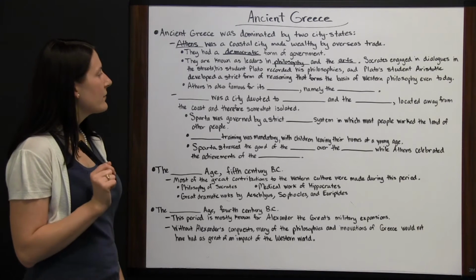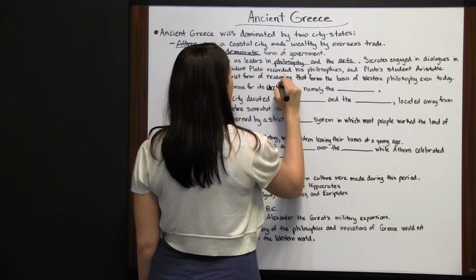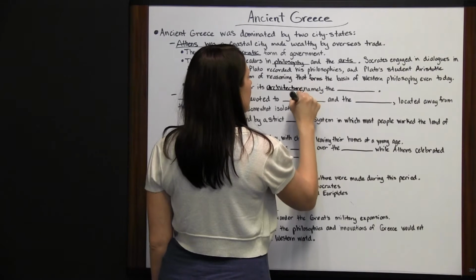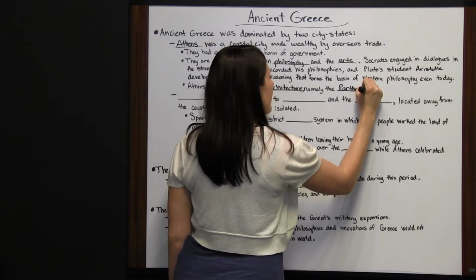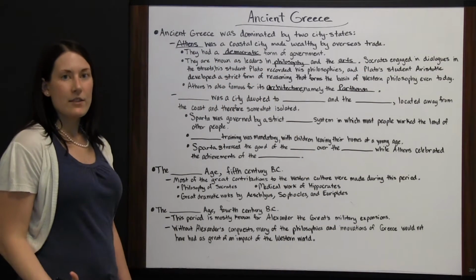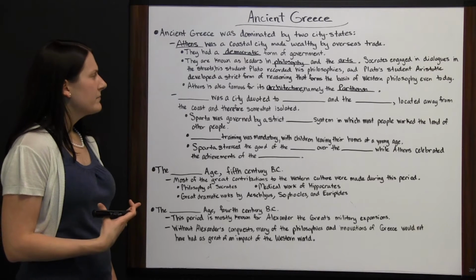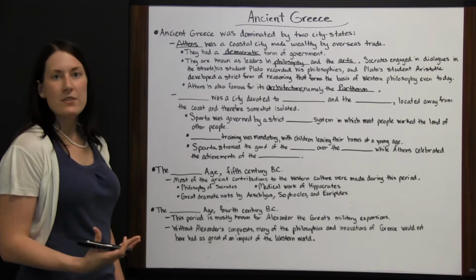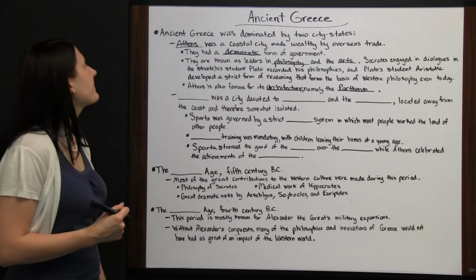Athens is also famous for its architecture, namely the Parthenon. This is something that is still standing today, even if it isn't in as great of a shape as it was back then. And it's just an example of the advanced architecture that Athens was able to develop.